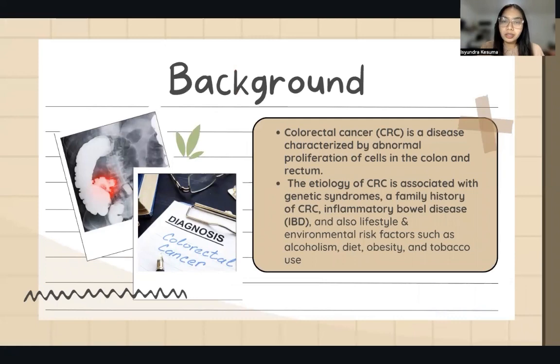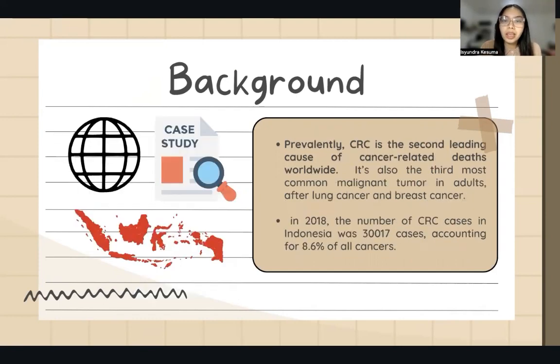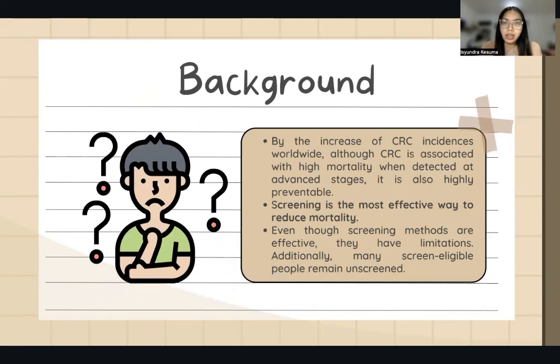Before we know about the screening, we have to know what CRC is. Colorectal cancer is a disease characterized by abnormal proliferation of cells in the colon and rectum. The etiology of CRC itself is associated with genetic syndromes, family history, IBD, lifestyle, and also environmental risk factors. Prevalently, CRC is the second leading cause of cancer-related deaths worldwide.